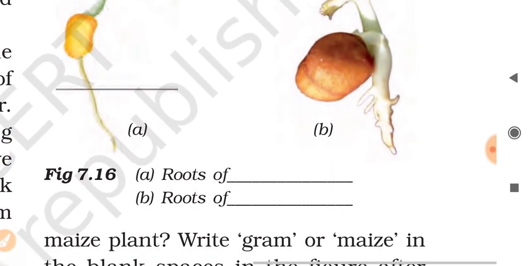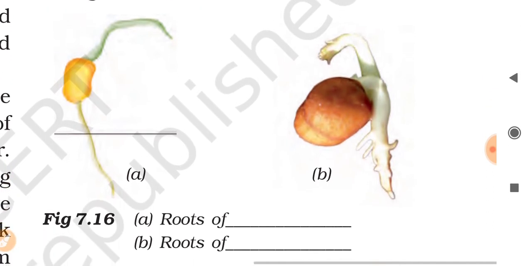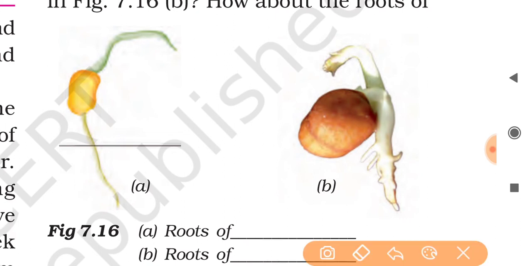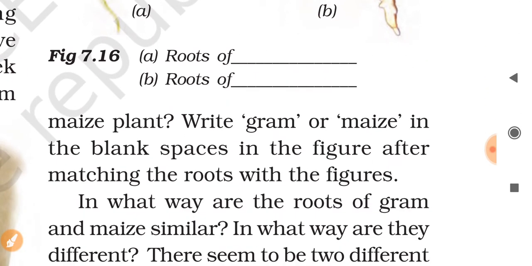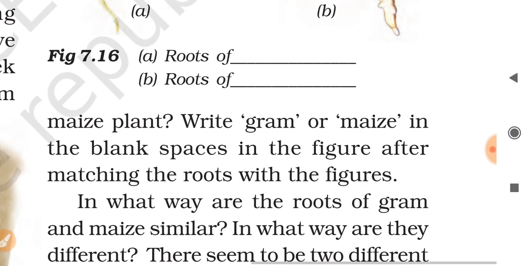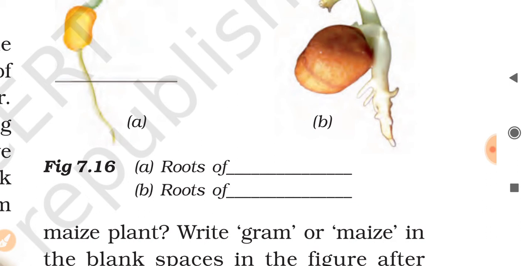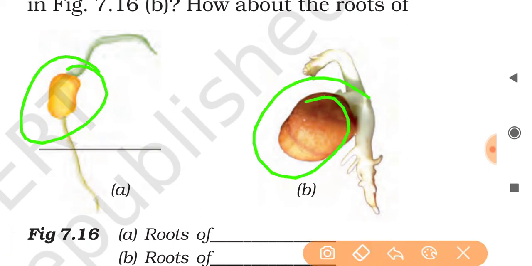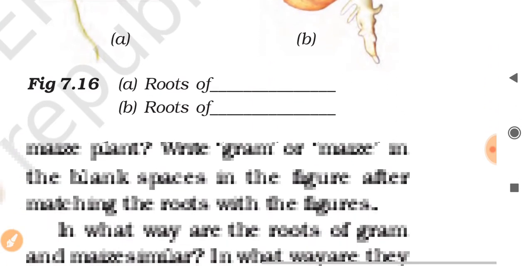Okay, how about the root of maize plants? So you can see first this root, okay, and this is the root of, you have to identify which type of root they are. Write gram or maize in the blank spaces in the figure after matching the roots with the figures. Okay, for this you have to put maize sometime, and you can easily see the structure this time. Okay, and you can try to write there. You can write the right answer.